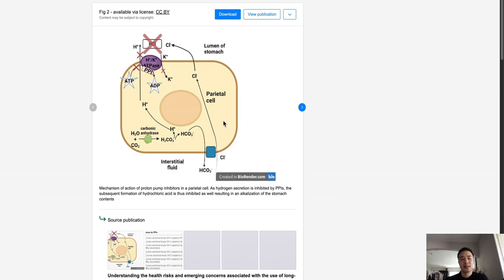And PPIs help prevent excess acid secretion, and help manage the symptoms of GERD. And how does it do that? On a cellular mechanism, it blocks the H/K ATPase in parietal cells. What are parietal cells in our stomach? Parietal cells help secrete acid in our stomach to help break down food. Now, with PPIs, it reduces the secretion of acid by the parietal cells.